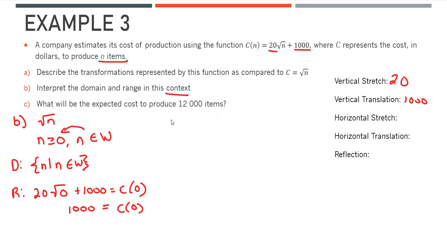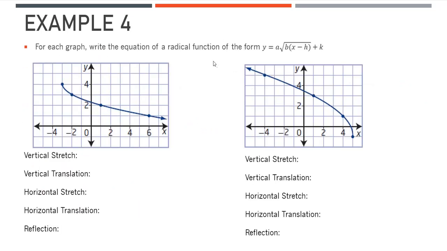Okay, finally, C, what will the expected cost be if we produce 12,000 items? So using our function notation, C of 12,000 is equal to 20 square root 12,000 plus 1,000. I would put this into my calculator all at once. You're going to get $10,954. That's it.